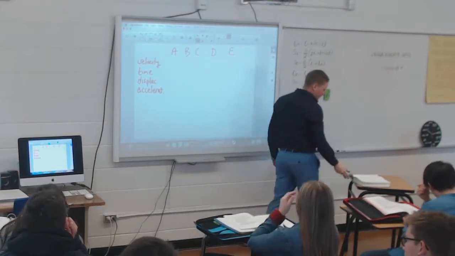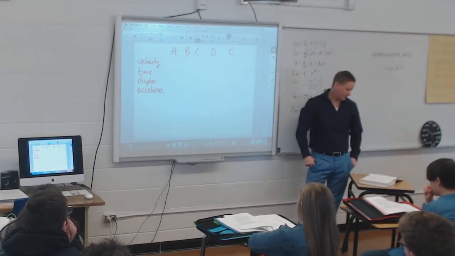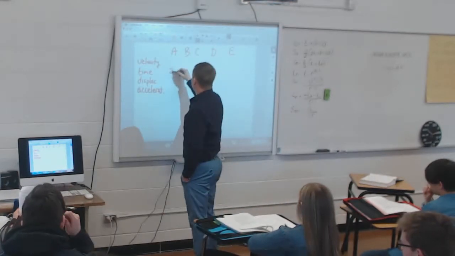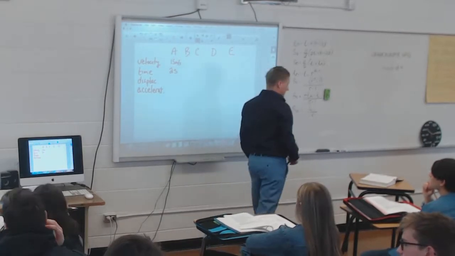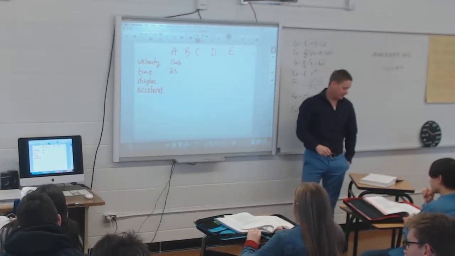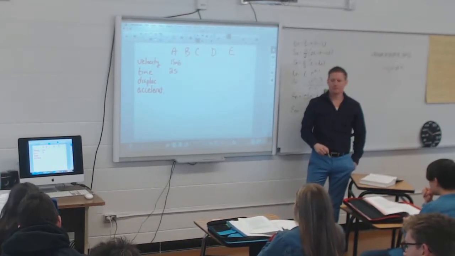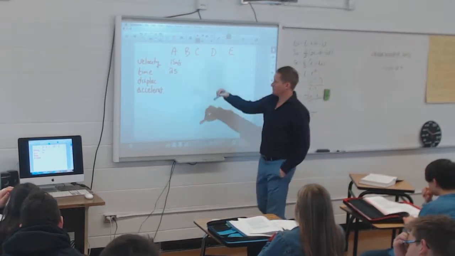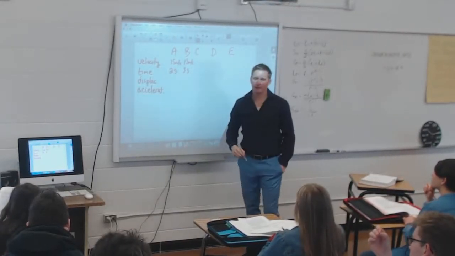Alright, so the velocity in the first interval, how fast is it going after 2 seconds? 15. Sure, 15 meters per second. Okay, let's just focus on those two for right now. In B, how fast is it going and for how long? 15 meters per second for 3 seconds. Agreed? Yeah.